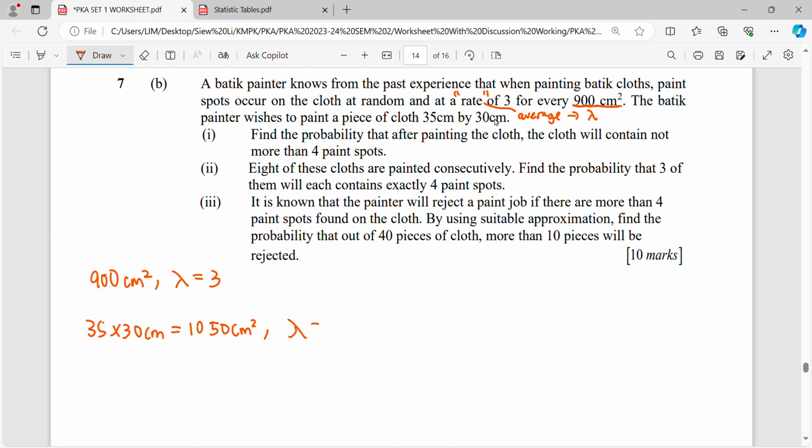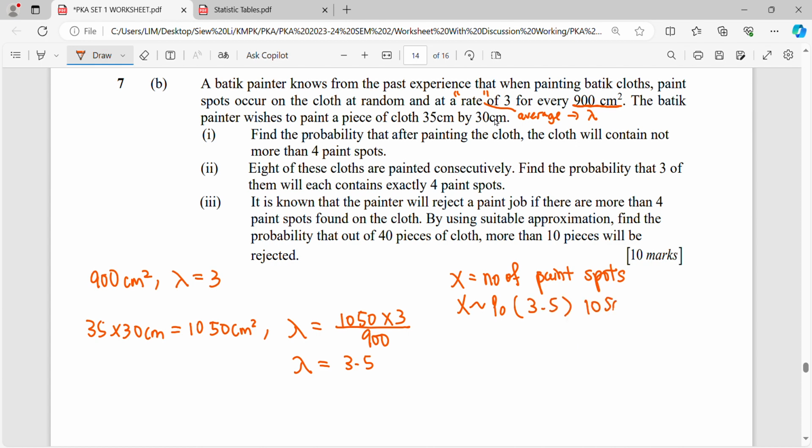Then you have to find out what your new lambda is. So do your ratio: 1050 times 3 over 900. So your new lambda here is 3.5. Correct? So X will be the number of paint spots. So X is distributed Poisson 3.5 for 1050 cm square.